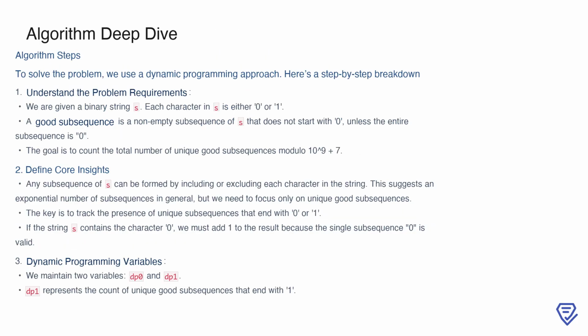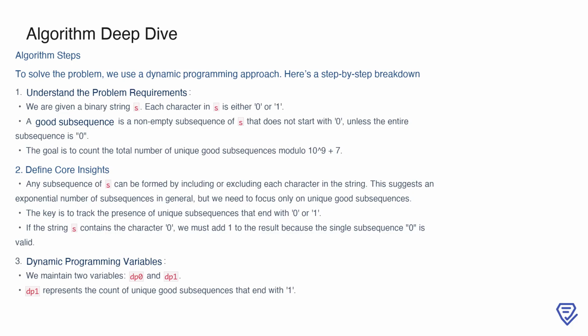To solve the problem of counting unique good subsequences, we adopt a dynamic programming approach that efficiently handles the constraints and complexity. First, let's understand the problem requirements. We are working with a binary string, where each character is either 0 or 1. A good subsequence is defined as a non-empty subsequence that does not start with 0, unless the entire subsequence itself is 0. Our goal is to determine the number of unique good subsequences, taking the result modulo 10^9 + 7.